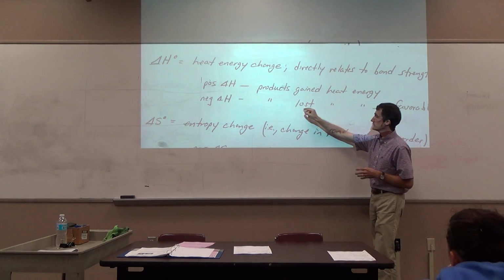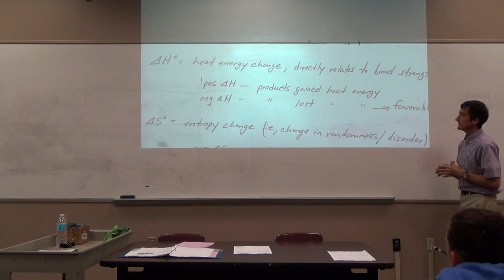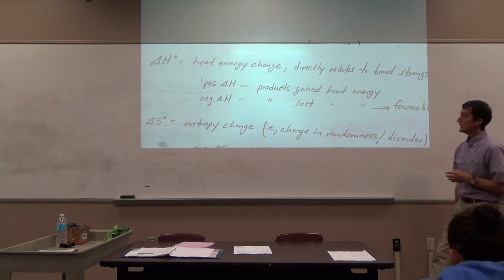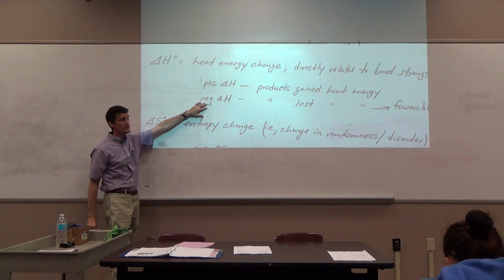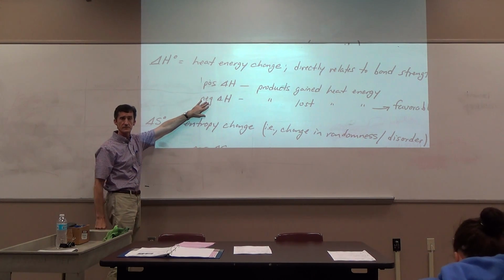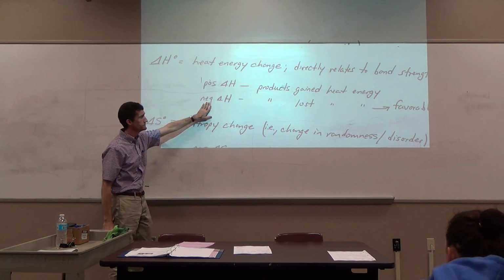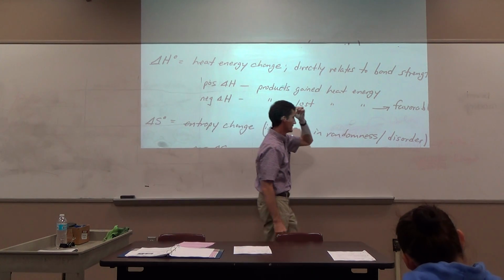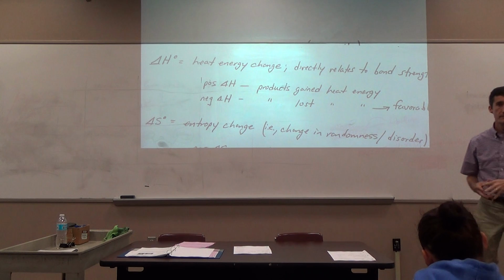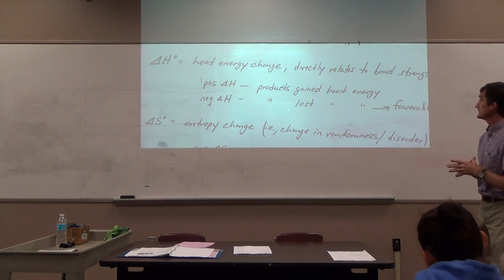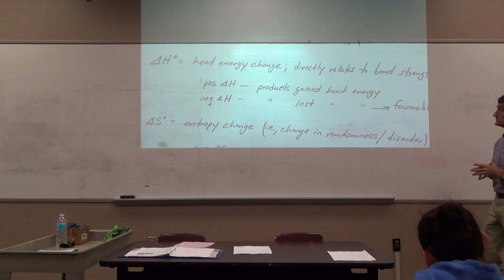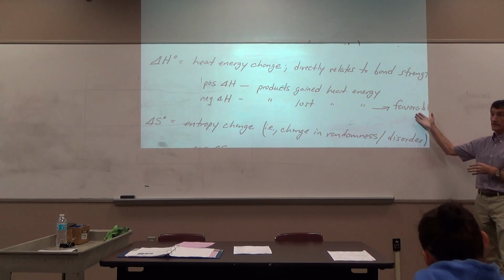Negative delta H is favored. That's when products have lost heat energy. Negative delta H really means the system has lost heat energy. You can say the products have lost heat energy. Would that be because they're going down to a lower state of energy, so that energy is released? Yeah, they're now at a lower state of energy because they have lost energy. That's going to be a favored reaction.